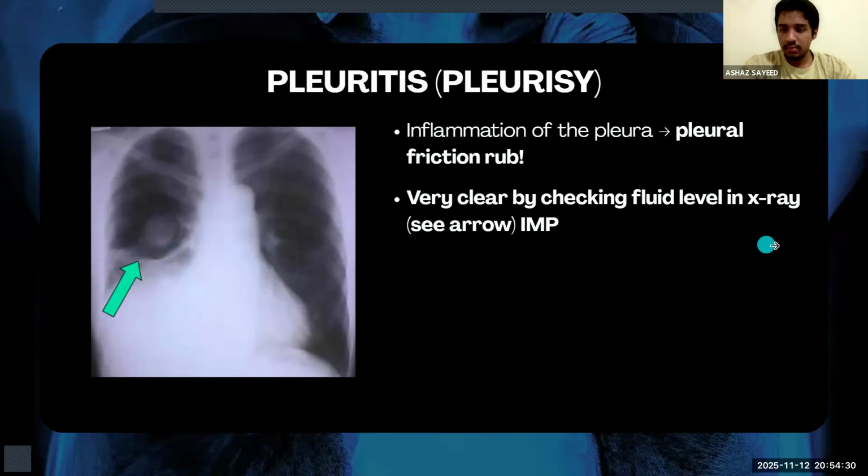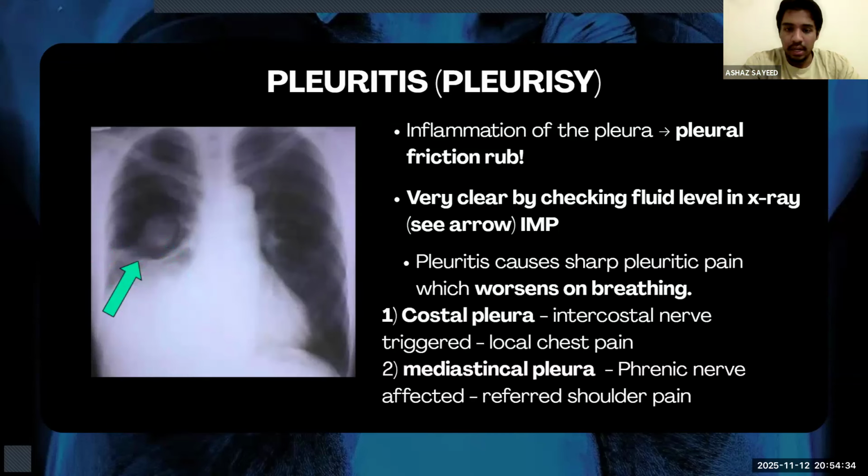Now, obviously, when you have inflammation, you might also have pain, and pleuritis causes sharp pleuritic pain, which worsens on breathing. Why? Simple. If you breathe, the visceral and the parietal pleura get closer to each other, and this increases pressure, especially on the parietal pleura, and then you're going to have pain. Again, it's the same thing. You have the costal pleura on this side. It's supplied by the intercostal nerve, and then it's going to have your local chest pain.